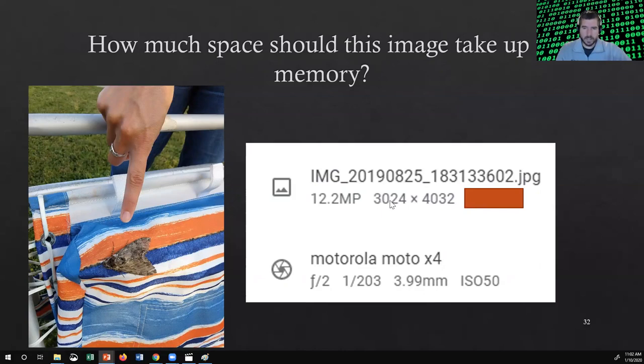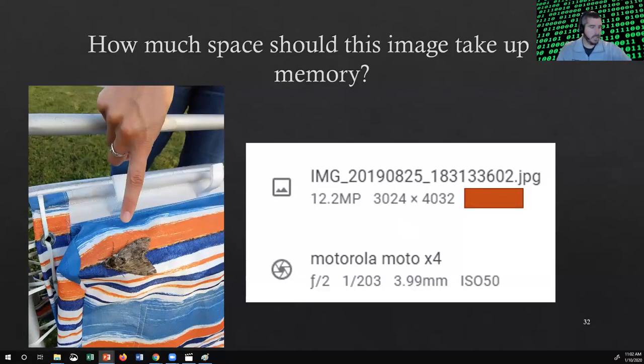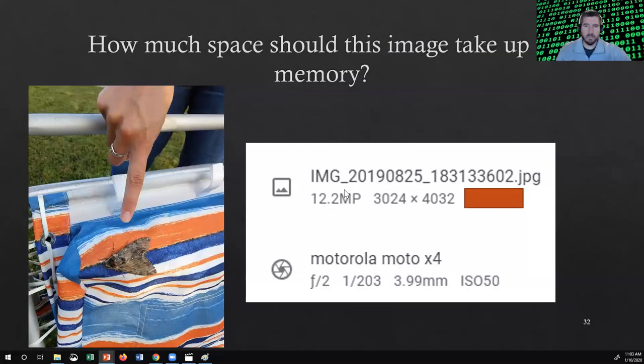So if we think about this 3024 times 4032, that's actually how many pixels across by how many pixels up and down this photo is. Oh no, forget you saw that. So that's how many pixels there are. So it's kind of like length times width. To get the total amount of pixels here, you multiply these two numbers together. So it turns out if we multiply these two numbers together, we get about 12.2 million. You can double check with the calculator if you want. The reason why I know that is because this next number over here is 12.2 megapixels. And if we remember, mega means million. So that's how I know that. So it's 12.2 million pixels.